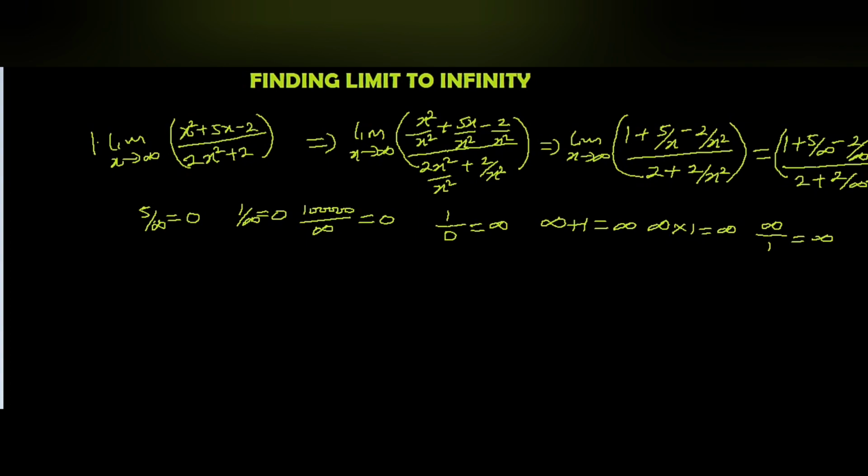Alright, so let's get back to this. Let's finalize this answer. This will reduce to 1 plus 0 minus 0 divided by 2 plus 0. So this is going to give us 1 over 2. So this is your answer.